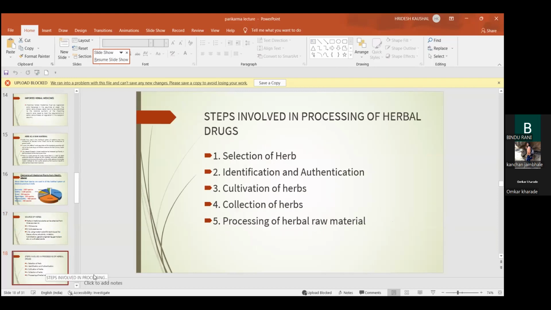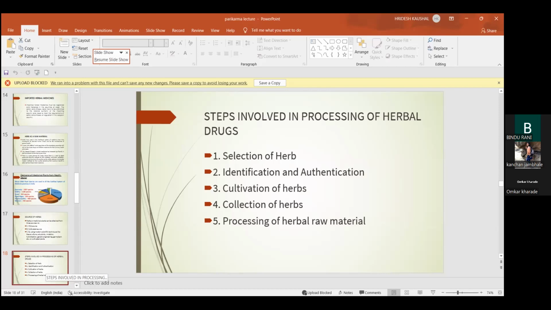Now, when we are going to select these herbs for the preparation, we have to apply some processing methods. Some standard method should be there for the preparation of any herbal medicine, or for how we can process these herbs for medicine purposes. In that, these 5 steps are important: selection of herbs, identification, authentication, cultivation, collection, and processing.